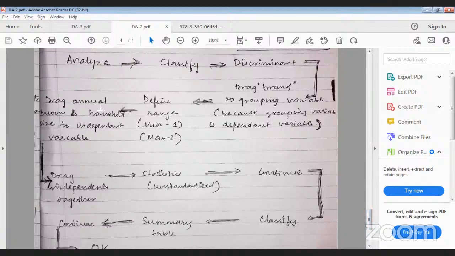First go to Analyze, then Classify, then Discriminant. Then you'll come to the grouping variable, define the range, then drag the independent variables, then Statistics. Under Statistics, select unstandardized, then Continue. Then go to Classify, select summary table, then Continue. Last, click OK. Then you'll get the SPSS results and you can write the interpretation.